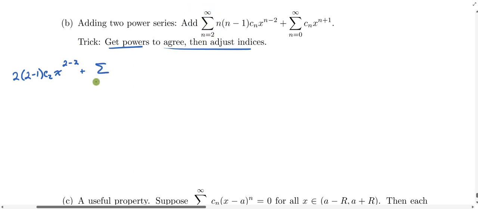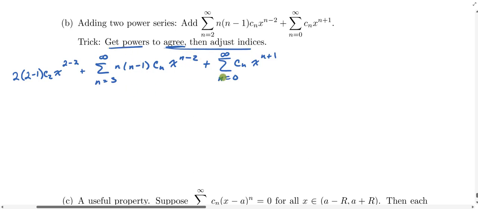We just peeled it off, and so now we'll start the counter at 3, and we'll have all the remaining terms, n minus 1, c sub n, x to the n minus 2. So now if we look at adding these 2 power series together, although we're still not ready to combine them, notice that they start with the same power. Here, when n is 3, I get x to the 3 minus 2, which is x to the first. And for this term, when n is 0, I get x to the 0 plus 1, which is x to the first. So I've got the powers to agree first, then I adjust the indices.